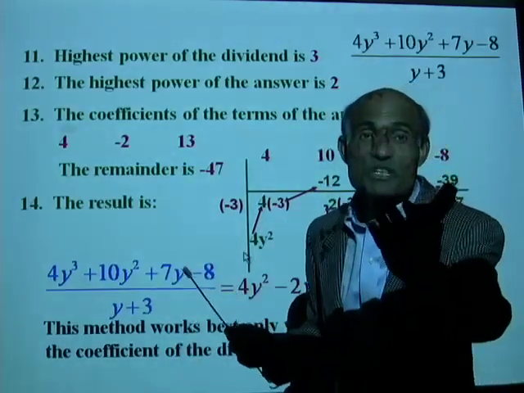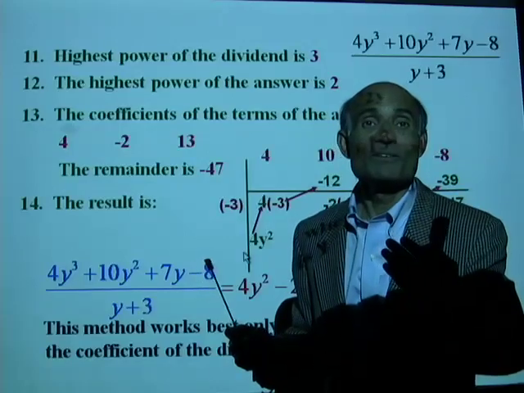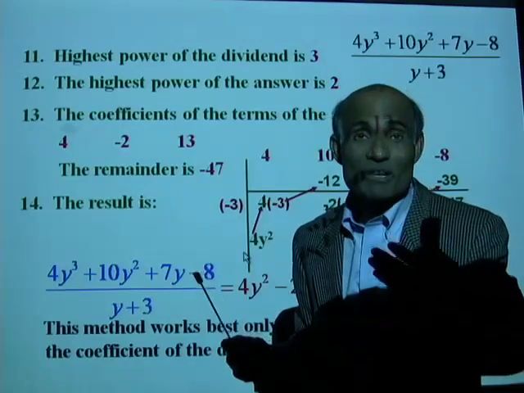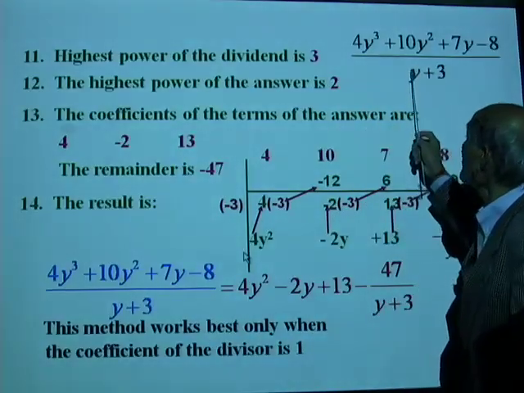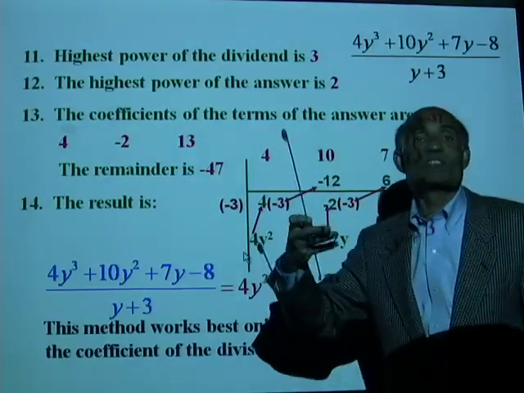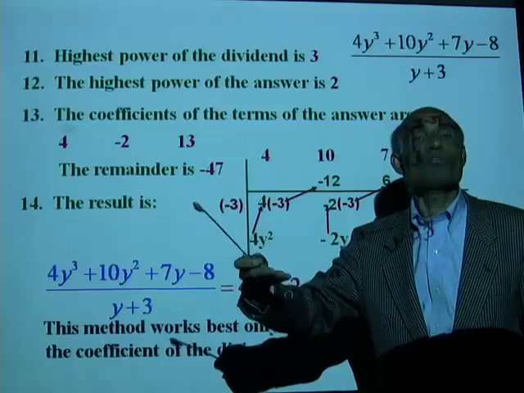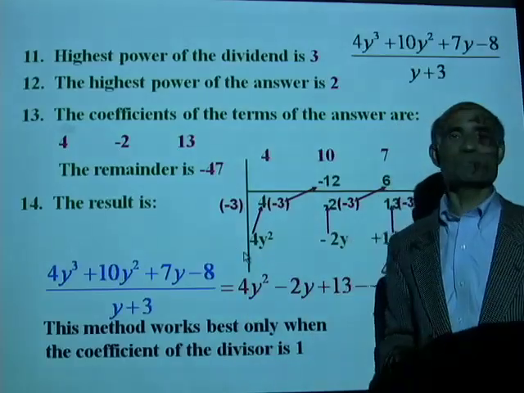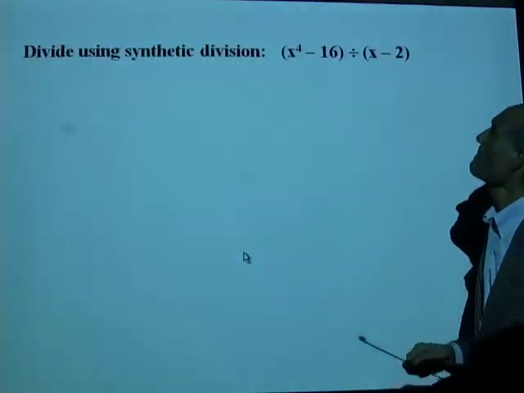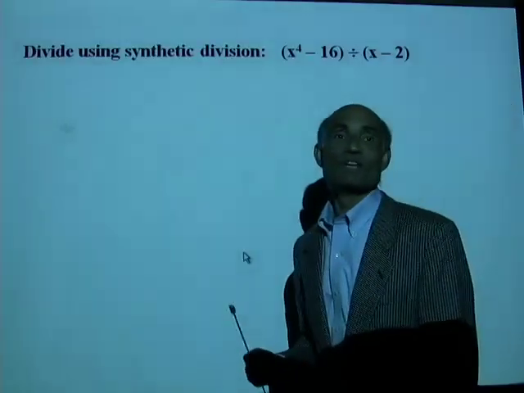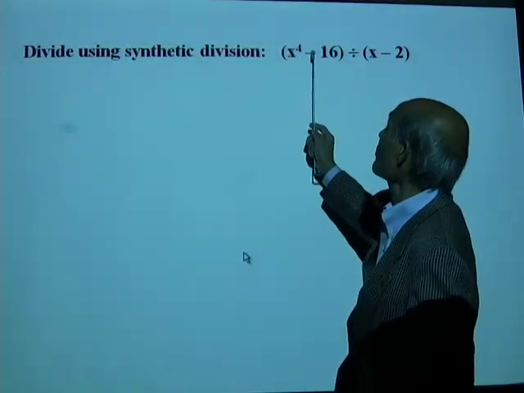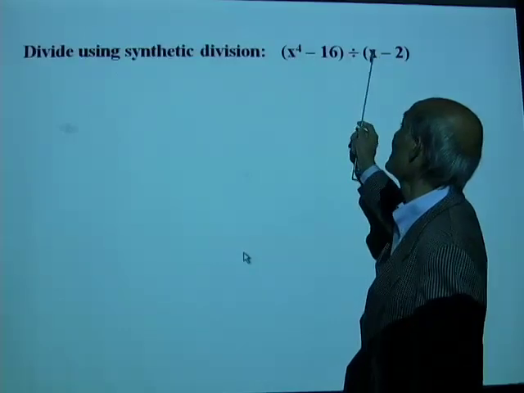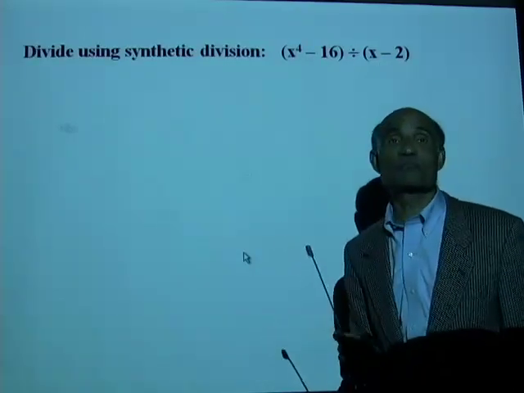If anybody can suggest to me what we do, well, I will give you some extra credits for that. If the coefficient of the divisor is not 1, it is a number like 2, 3, or 4, what can we do? Okay, let's try another one. Use synthetic division to do x to the power of 4 minus 16 divided by x minus 2.